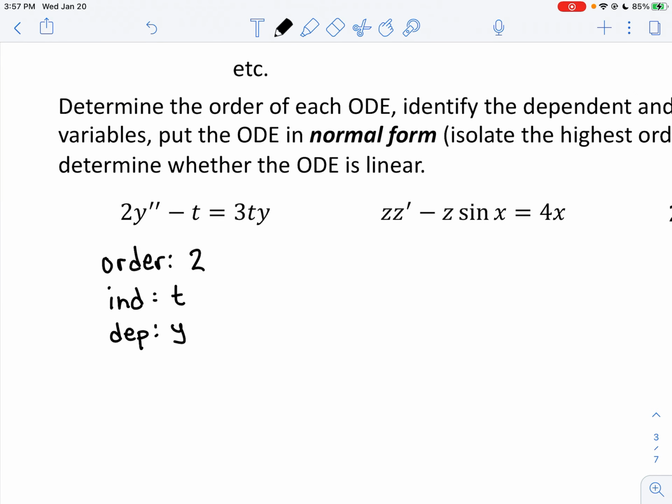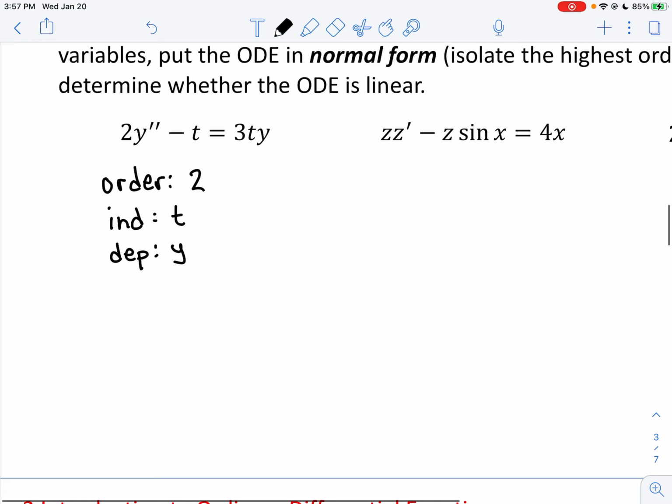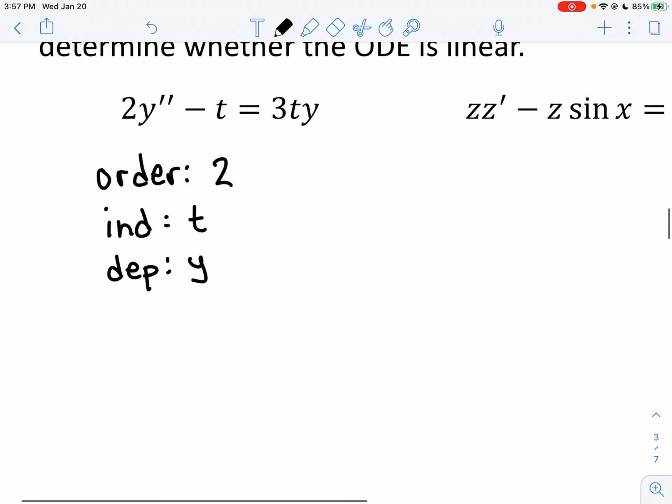Put this in normal form. We haven't done that part yet, so let's just solve this for y double prime. So if you add t and divide everything by 2, I think I can do that all in one step. Add t and then divide by 2. So we have 3/2 t times y, plus t/2.